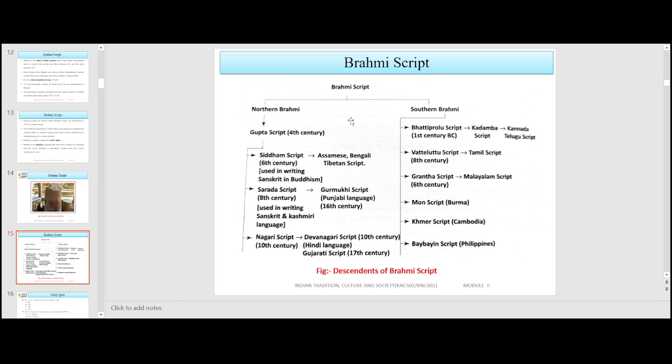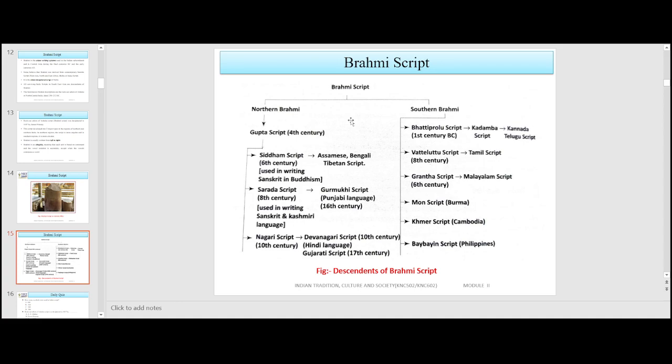And another segment, that is the Nagari script. Nagari script is believed to be an eastern version of the Gupta script. Nagari script is an ancient form of Devanagari script. This script is used to comprise standard Nepali and Hindi literature. Standard Nepali and Hindi literature used to be written in the Nagari script. It developed around the 10th century. From there, Devanagari script also originated.